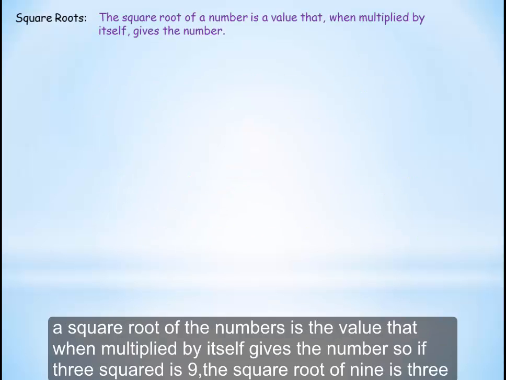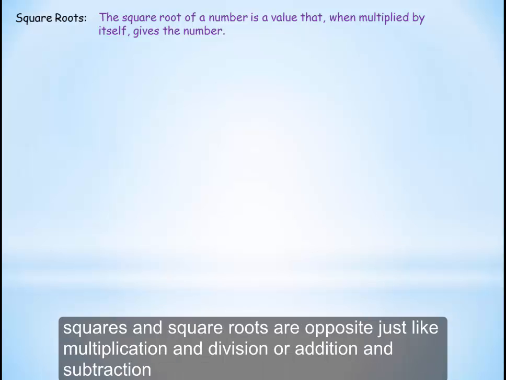A square root of a number is a value that when multiplied by itself gives the number. So if 3 squared is 9, the square root of 9 is 3. Squares and square roots are opposite, just like multiplication and division or addition and subtraction.